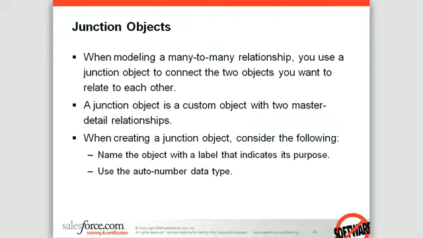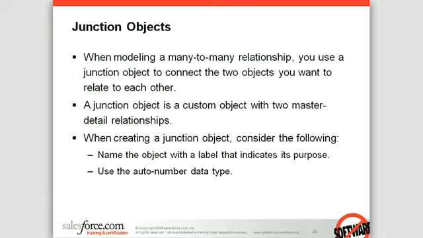Okay? What we're going to do in order to make this happen is, on the job application, we would create a combination of lookup and master detail relationships from the job application up to the candidate and then also up to the position. Okay? All right. So we need that junction object. It says here a junction object is a custom object with two master detail relationships.